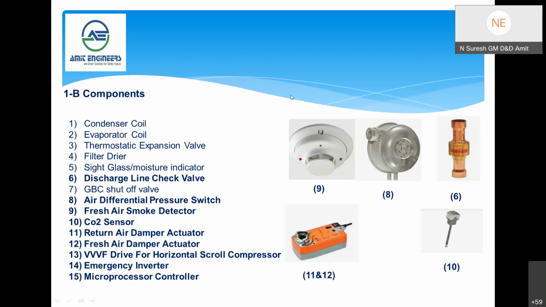And for safety, there is a fresh air smoke detector. This is the smoke detector provided. In case there is any smoke outside, this will detect it. And there is a CO2 sensor. If inside the coach the CO2 level increases, the CO2 sensor will sense it, and certain logic has been provided. And the return air damper actuator and fresh air damper actuator: basically in case of emergency the return air will close and totally fresh air will be fed into the coach. And in case of smoke outside also, the fresh air damper will close. These are all the main new components added.